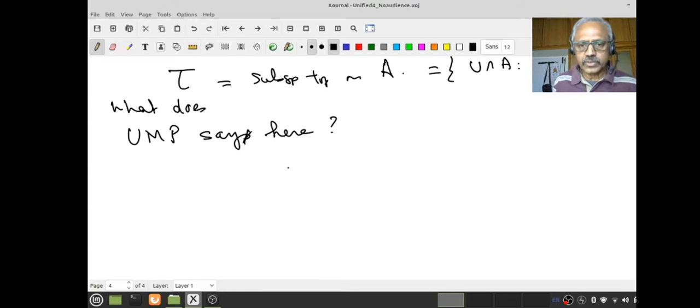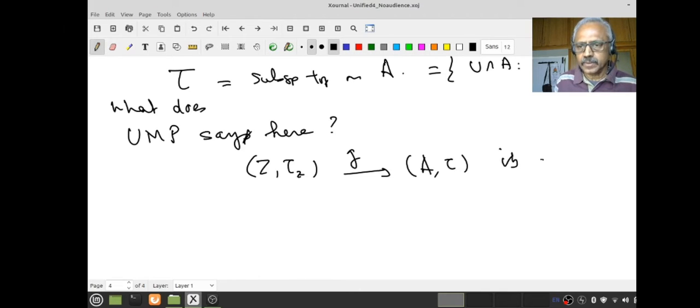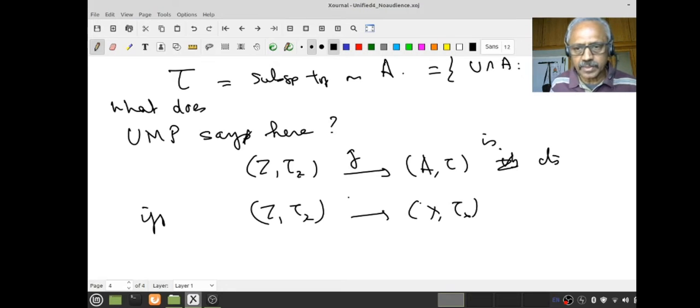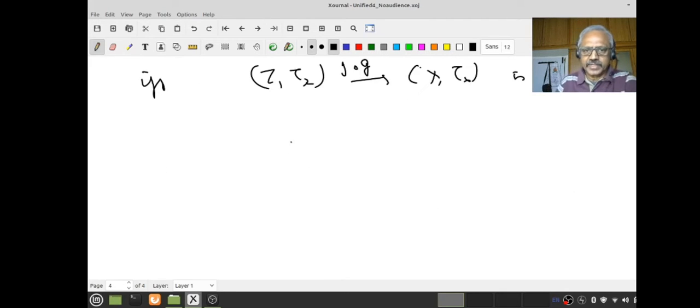What it says is, suppose I have a map g from Z with topology tau_Z to A with topology tau_A. Then this is continuous if and only if the composite map, j composed with g, from (Z, tau_Z) to (X, tau_X) is continuous. Is that clear? But a picture will make the point very clear to you.